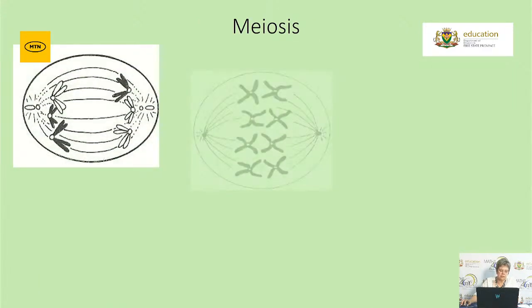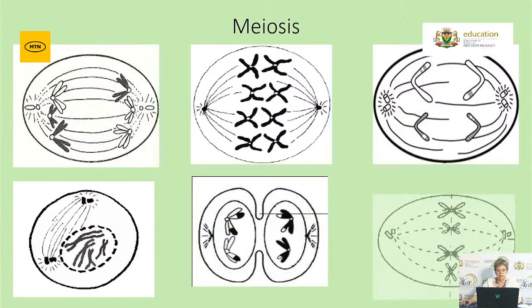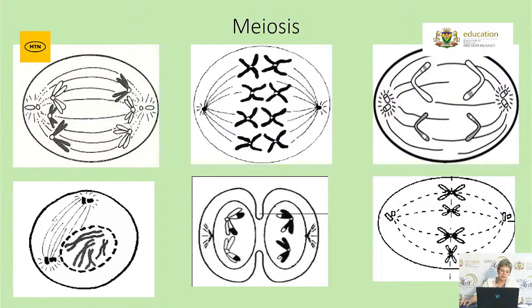Then in meiosis, you must be able to identify the different phases. So in metaphase 1, we have homologous chromosomes on the equator, but in this case, we have only chromosomes on the equator. So that is a very important word that we must use, homologous. In the first picture, a chromosome is separated to the centriole, and in this case, a chromatid. So this is anaphase 2, but where we have a whole chromosome, it's anaphase 1. So be very careful to look at that in your explanation.